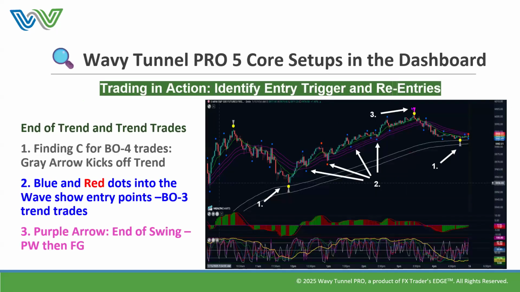So once again, number 1 is this is a very deep pullback where price moves down to the tunnel. So we can call this the breakout 4 trade, and we can call this the breakout 4 trade. And the red and blue dots into the wave show entry points, the breakout 3 trend trades. And the purple arrow is the end of the swing. And then we have the price to wave and the fill the gap. So this is the ideal market map.